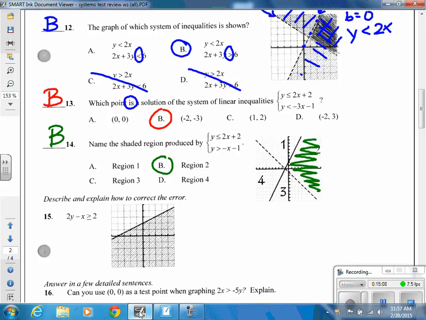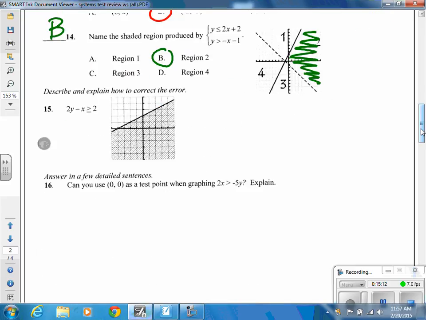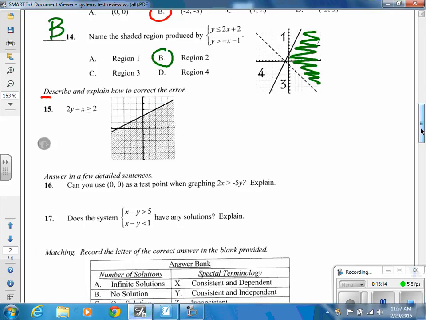All right, so moving on to number 15. You are to describe and explain how to correct the error because there is a problem in this picture. All right, the first thing we have to do is put it in intercept form. So that means add x to both sides. 2y is greater than or equal to x plus 2. Divide by 2 to everybody. Y is greater than or equal to 1/2 x plus 1.